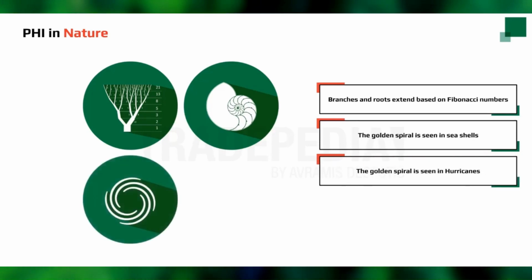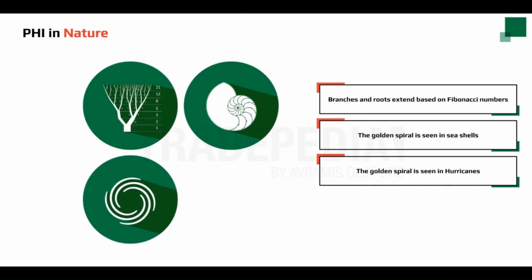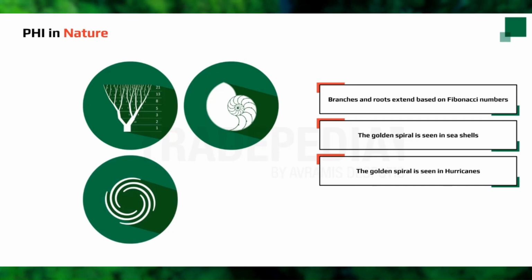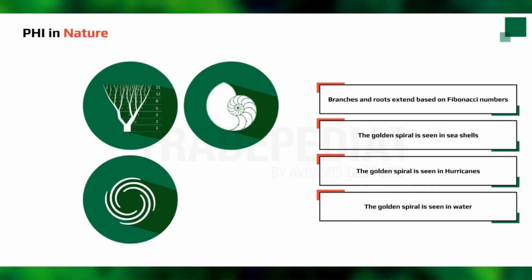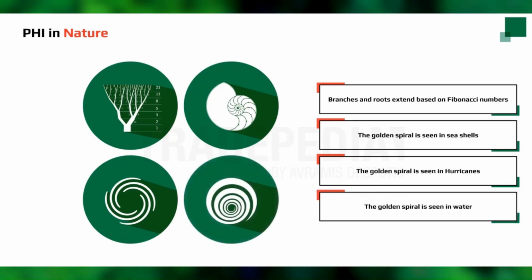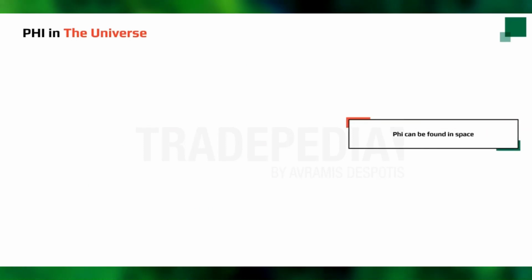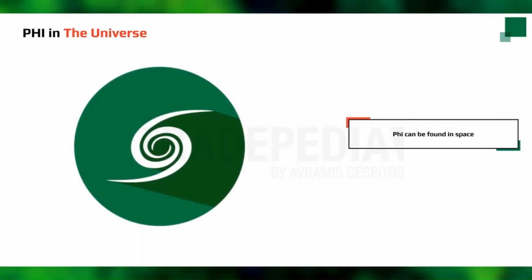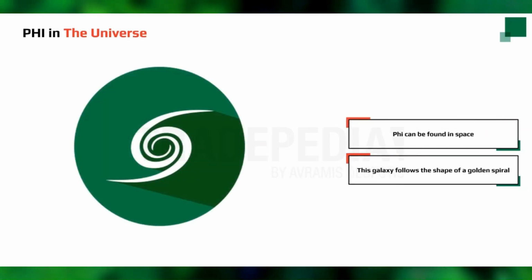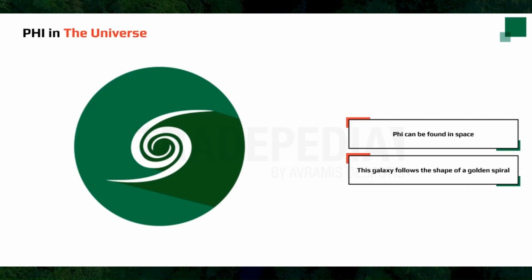It takes the shape of a spiral, but it's not just any spiral, it's a golden spiral. The same applies if you fill your bathtub with water and let the water flow down the drain. It flows in the shape of a golden spiral. Where else do we find phi? Phi can be found in space. The galaxy follows the shape of a golden spiral.